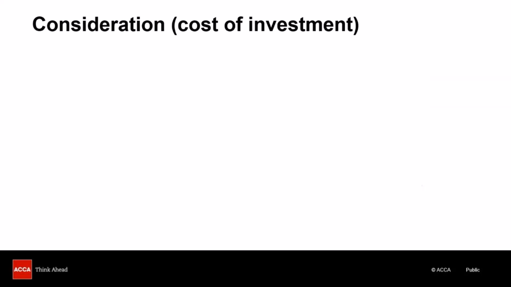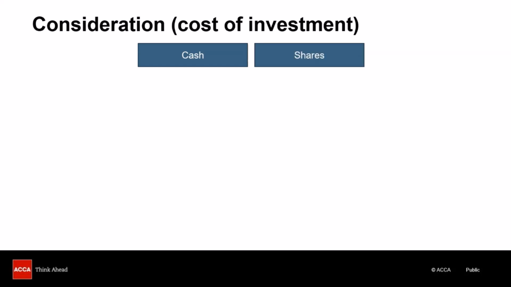Let's first of all start with the consideration, which is also called the cost of investment of the parent company in the subsidiary company. There are different ways in which consideration can be paid by the parent company to the shareholders of the subsidiary company. The first form is cash. So the parent company can pay cash to the shareholders of the subsidiary company.